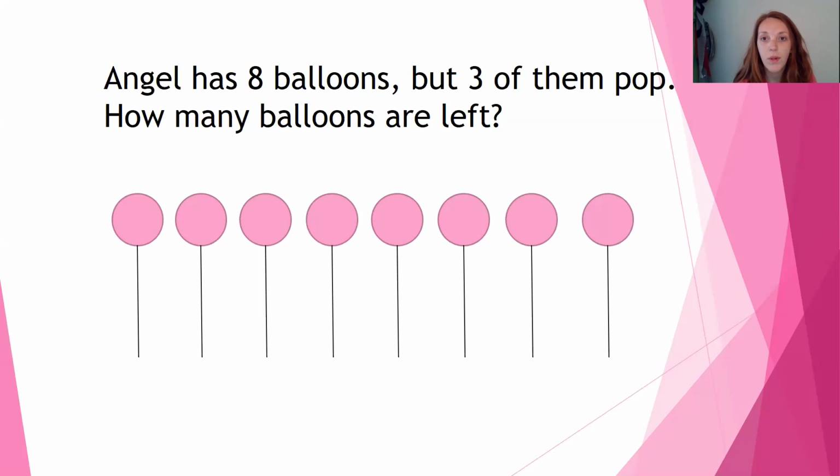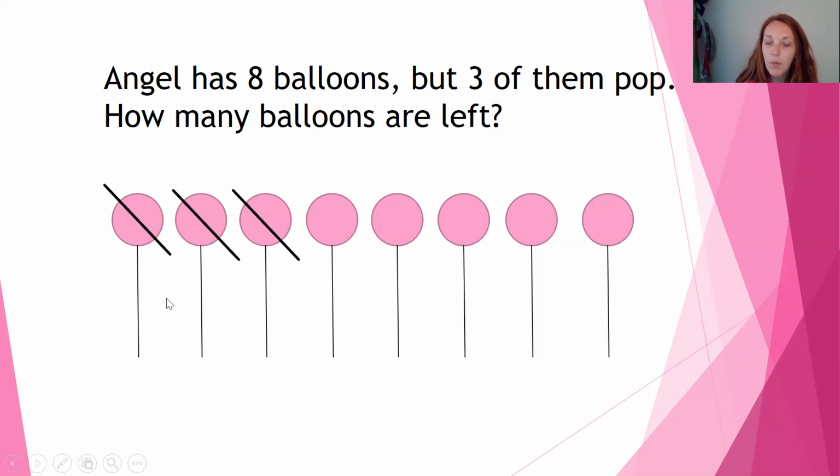Angel has 8 balloons, but 3 of them pop. In our last set of story problems, I drew 3 more balloons, but in this story, is it telling me that there are 3 other balloons? No, it's saying that 3 of them popped. So what can we do to show that these balloons popped? They're not here anymore. I'm going to cross 3 of them out. 1, 2, 3. So those 3 balloons that I just crossed out have popped.